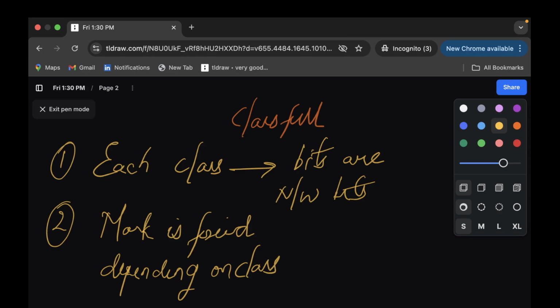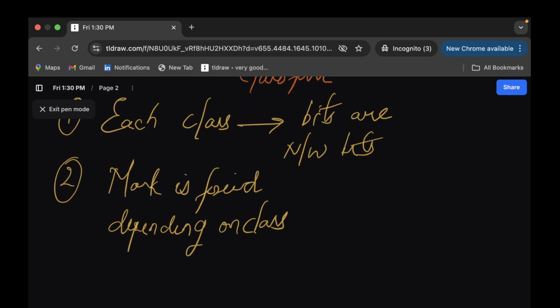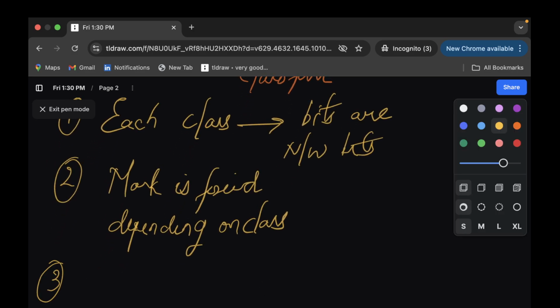The device can't customize the subnet. Okay. There is no customization on subnets over here.